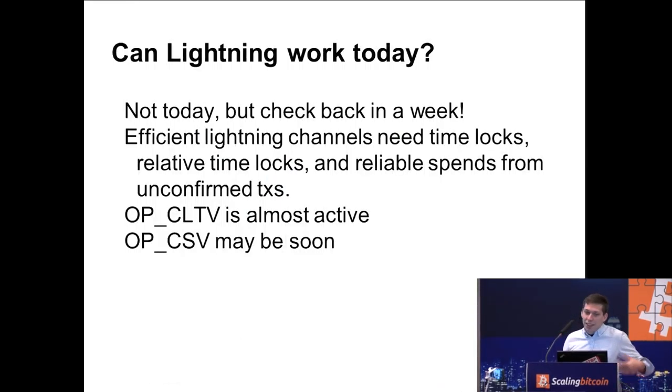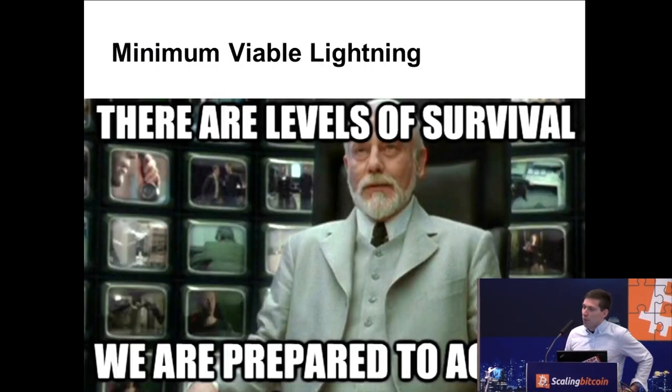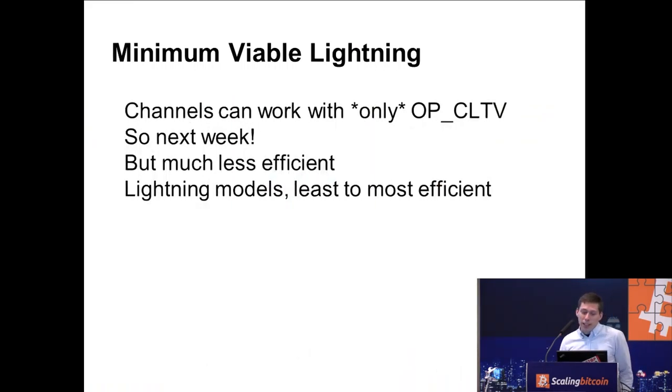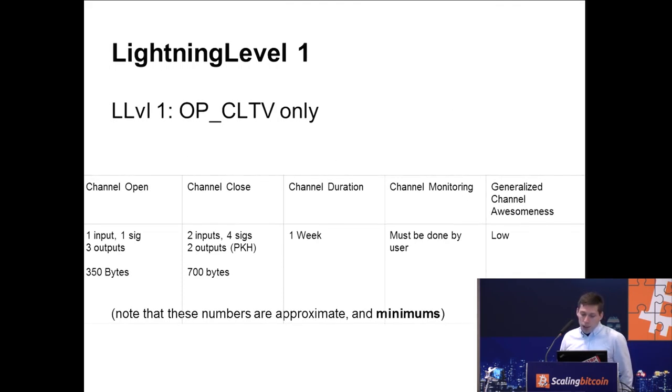So there are levels of Lightning that we are prepared to accept. If we never get segregated witness, if we never get check sequence verify, well, we can still use it. It's just not as good. So what can we use? Channels can work with only check lock time verify, which would be like next week or next month, but it's much less efficient. So I'm going to talk about three different models for the Lightning transaction, for channels, from the least to most efficient. These are sort of back of the envelope numbers, but they're pretty accurate.